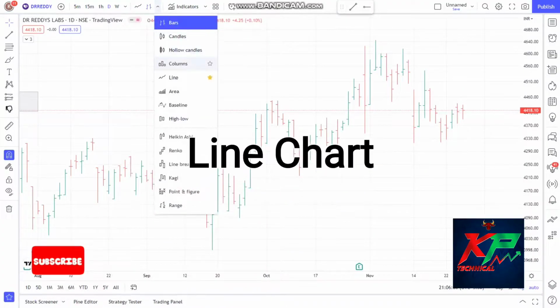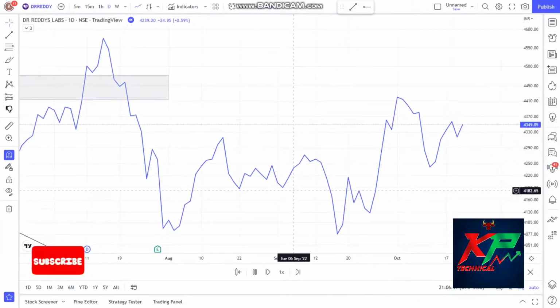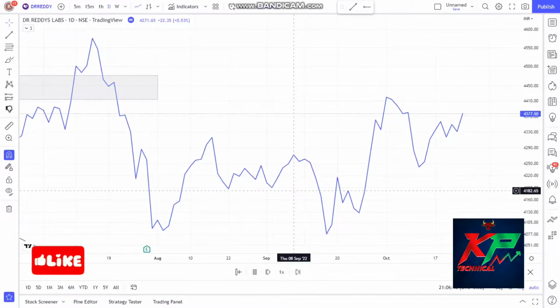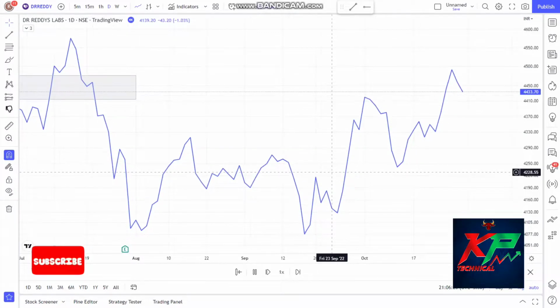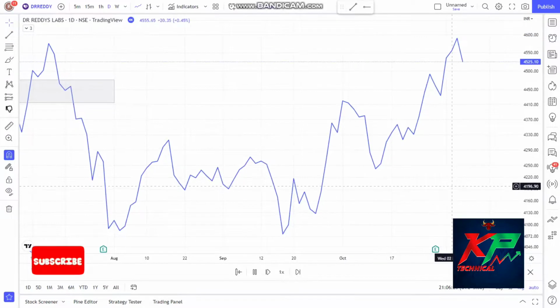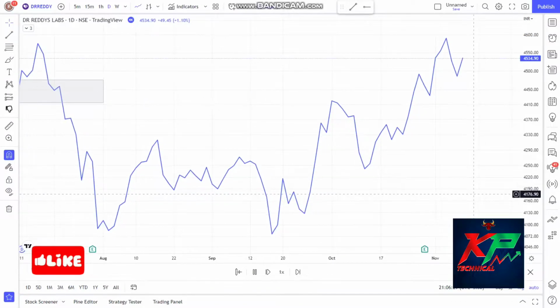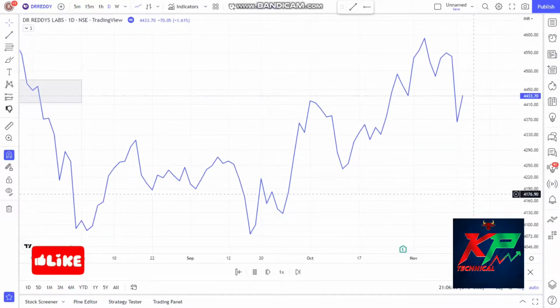Types of charts. Line charts. A line chart is probably the most common type of chart. This chart tracks the closing prices of the stock over a specific period. Each closing price point is represented by a dot. And all the dots are connected by lines to get the graphical representation.